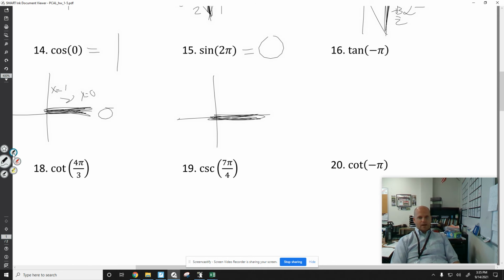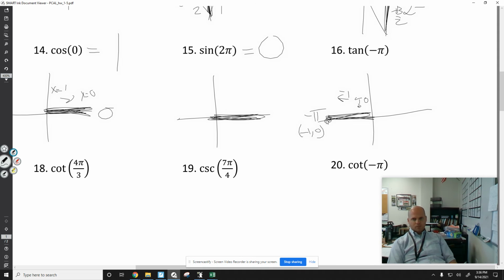Tangent, negative pi. Negative pi is right here. Maybe you want to work with the quadrants. I'm going to the left one. I'm not going up or down at all. Maybe you want to say, oh, this point here is negative 1 comma 0. Tangent's y over x. Y is 0 over x. Or you could say opposite, which is the vertical over the adjacent. Maybe do that.